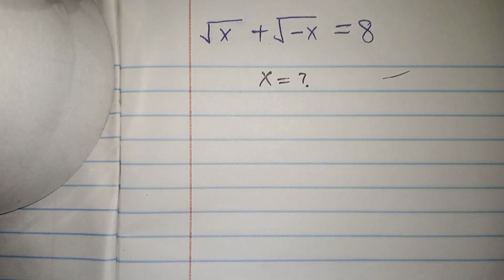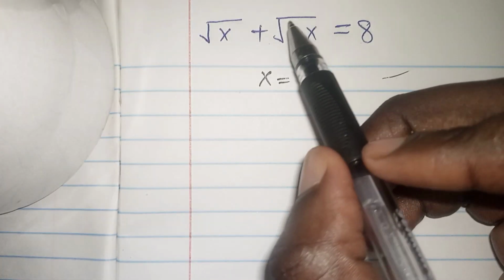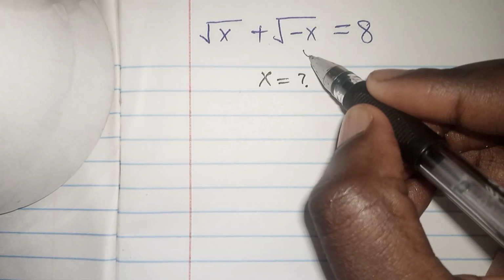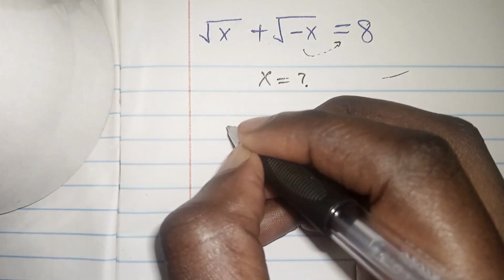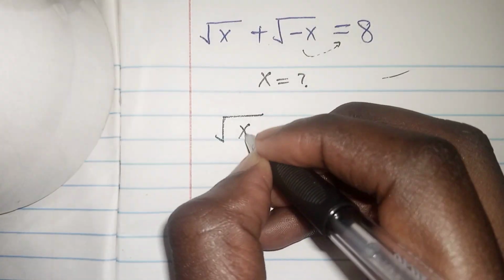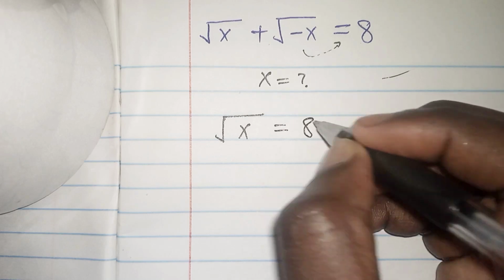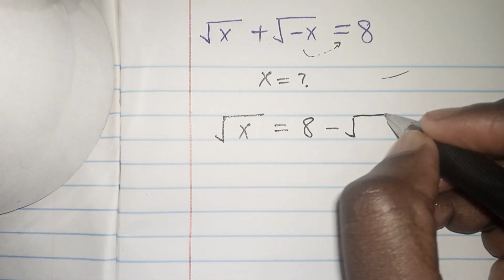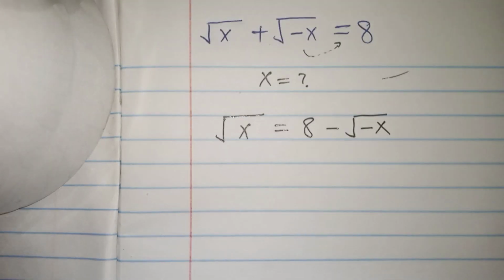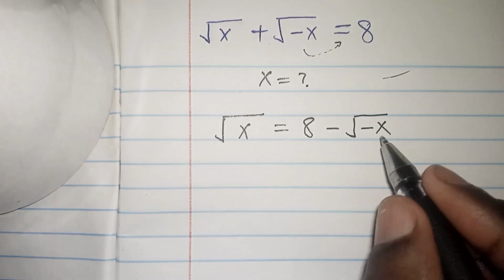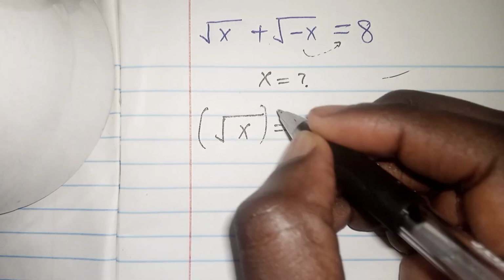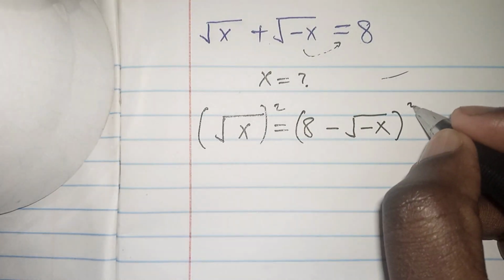So our first step, we'll begin by the square root of negative x, bringing it to our right hand side. So this will be the square root of x is equals to 8 minus the square root of negative x, right? So our next step, we shall square both sides. So we shall square this side and square this side as well.